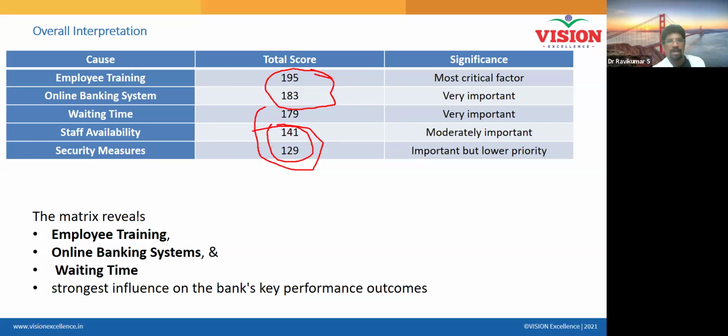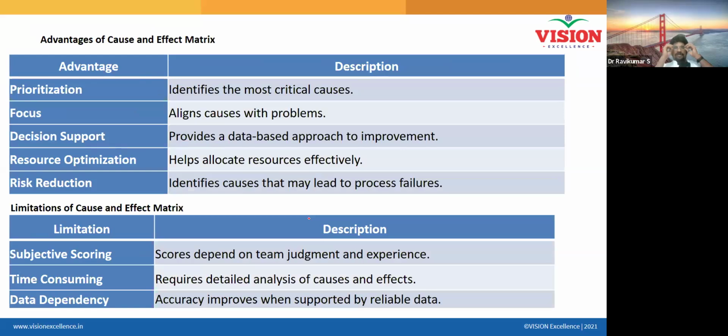Okay. So altogether, we have to understand that the employee training, online banking system, and waiting, the top three, have greater influence on the banking key performance outcomes. That is how we have to use this cause and effect matrix to find out the important causes. And when it comes to limitations and benefits, this cause and effect matrix helps you to identify the most important potential causes, just like the impact control matrix.